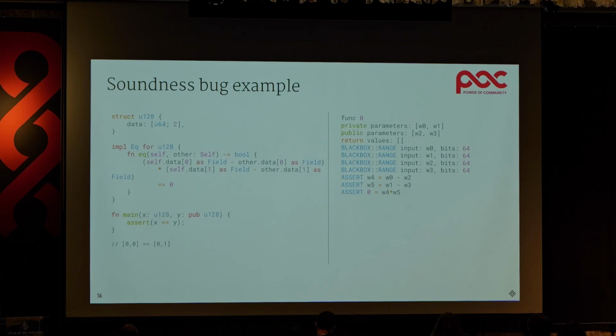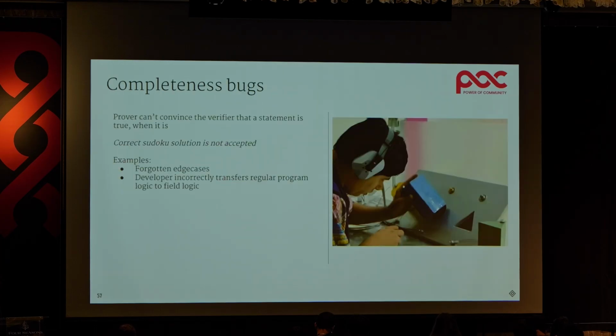In this case, a person was trying to implement a U128 primitive based on two U64s, and instead of checking each individual field to be equal, they took a difference of individual fields, multiplied them together, and checked that to be 0. The obvious problem is that even if one of them is equal, it immediately returns true on the equality. Then there are completeness bugs, which are fairly widespread.